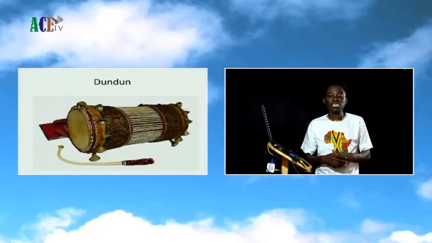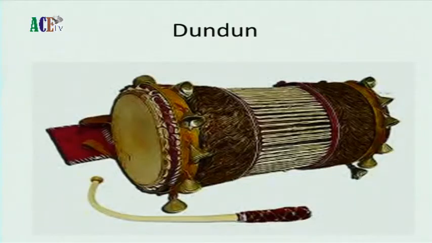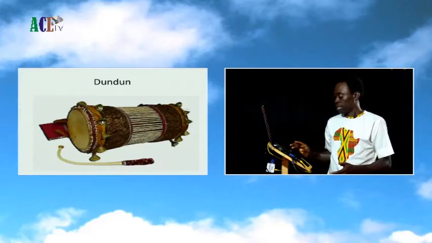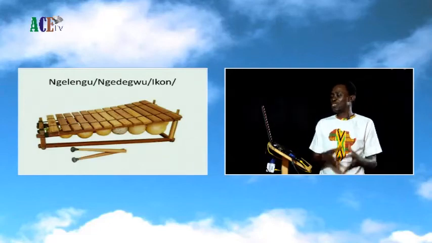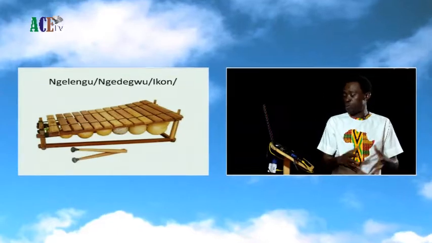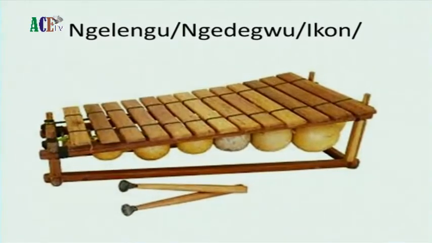Then the dundun is generally known as the talking drum. It is a membranophonic instrument, commonly found among the Yoruba people in the southwestern part of Nigeria. And finally, the Ingelegu or Indelegu, as called by different ethnic groups among the southeastern people in Nigeria, among the Igbo people, we have it as Ikon among the Ibibio. Like I mentioned, the resonators are made of gourds, and this same instrument, found in the northern part of the country, has resonators made of cow horns.